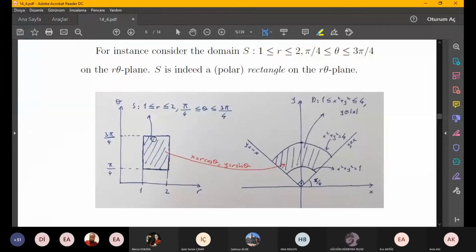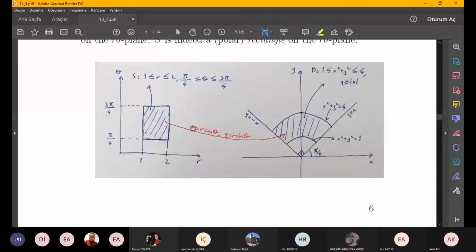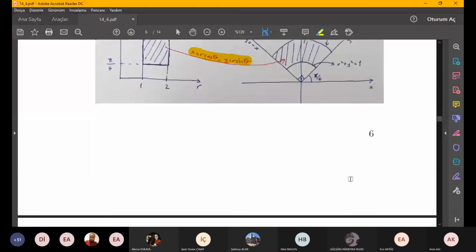So it is r and theta simple. So it is that shaded rectangular area, and by that transformation, as we did for polar coordinates, you can see that it represents that shaded area in the xy plane, which is defined as 1 less than or equal to x squared plus y squared less than or equal to 4, and y is greater than or equal to the absolute value of x.